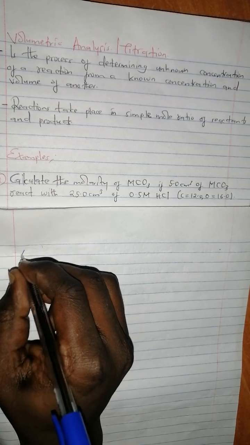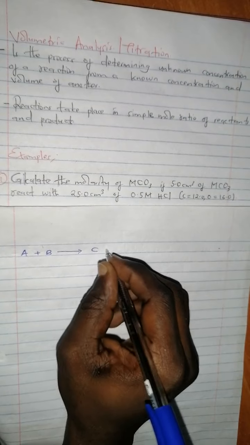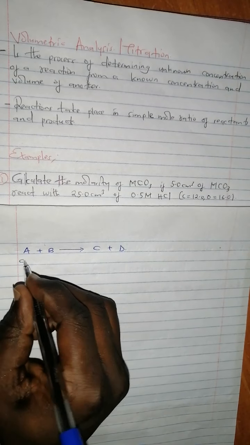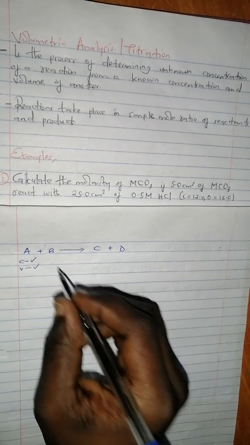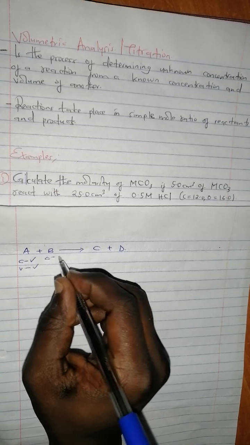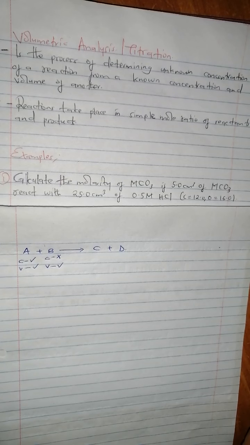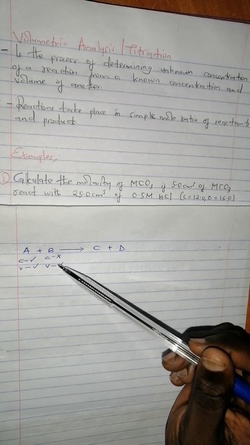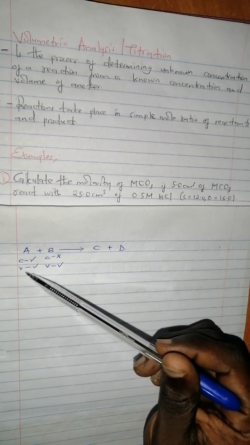So in simple terms, I may have a reaction, say A plus B to form C and D. In such a case, the concentration of A can be known, the volume of A can be known, and the concentration of B cannot be known, but the volume we are given. So at some point, you may be asked to get the concentration of B given its volume, and it is reacting with A, which has a concentration and a volume.